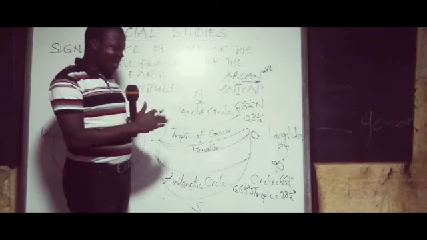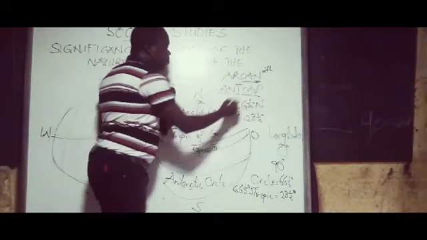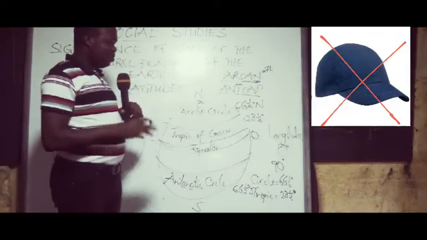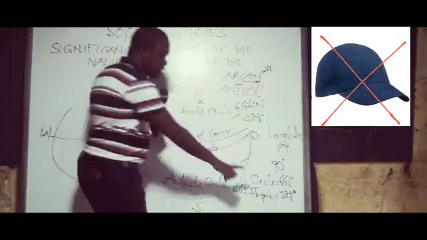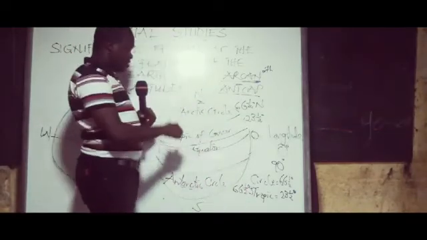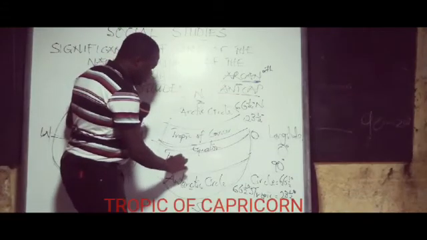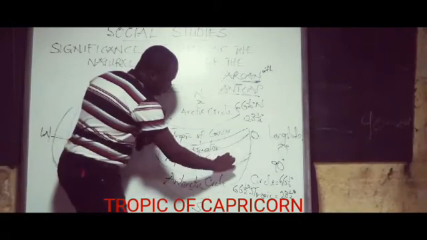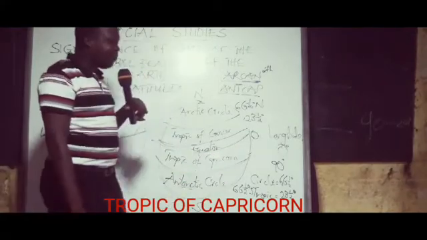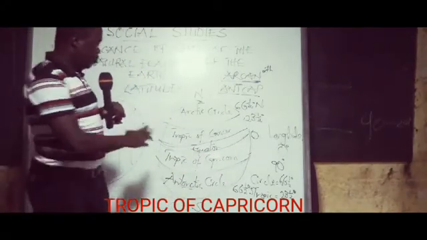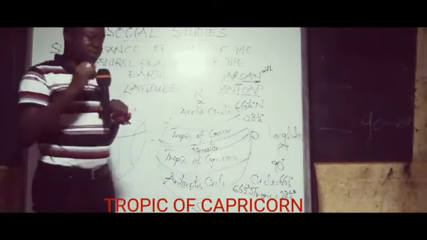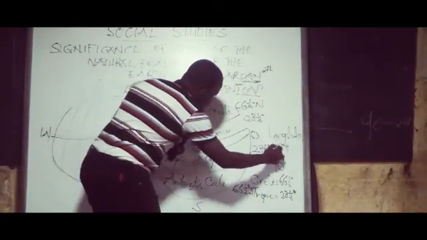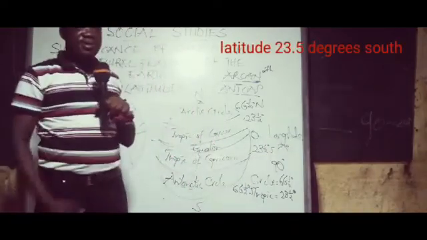Now, let's look at the last one. You are looking at "cap." So we have what here? Will it be Antarctic cap? No. Will it be a circle? No. You are saying it is a tropic, of course. So this part is the Tropic of Capricorn. Tropic of Capricorn is what we refer to as latitude 23.5 degrees south. Yes, latitude 23.5 degrees south.